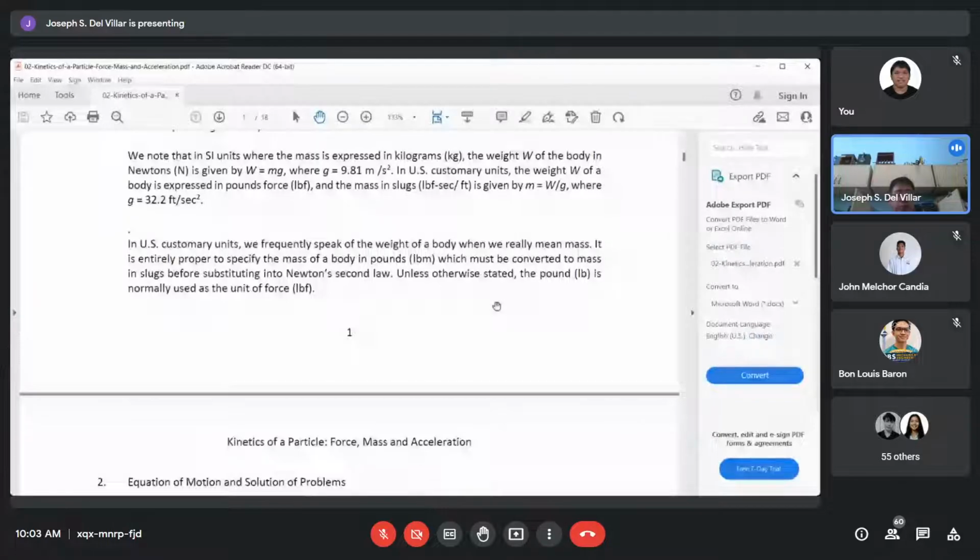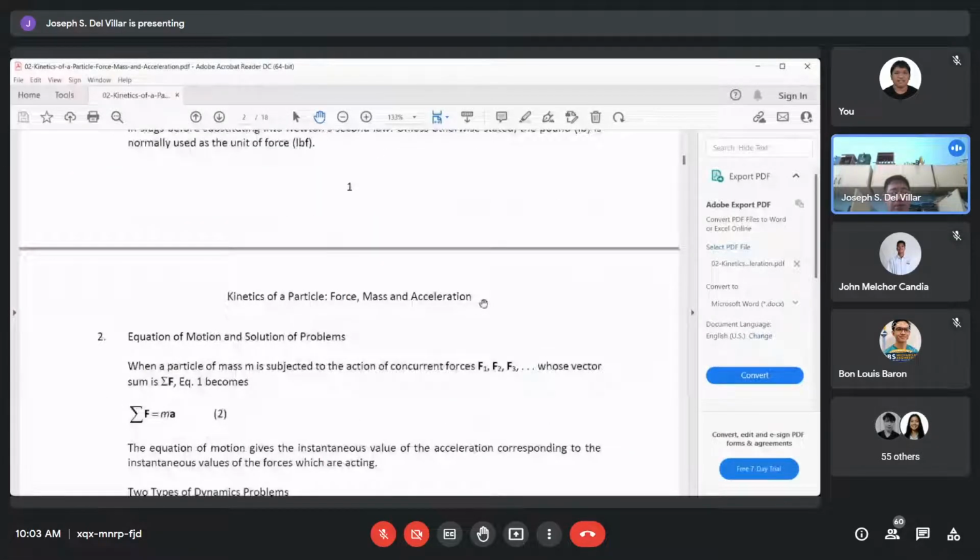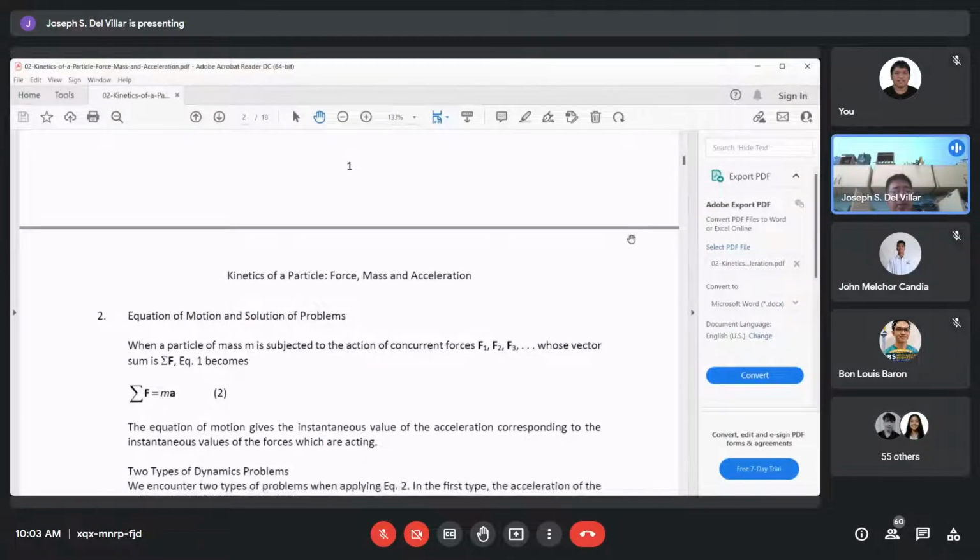Okay, the equations of motion and solutions of problems. So when a particle of mass m is subjected to the action of the concurrent forces F1, F2, F3, whose vector sum is summation of F, the equation becomes summation of forces is equal to mass times acceleration. So the equation of motion gives the instantaneous value of the acceleration corresponding to the instantaneous values of the forces which are acting.